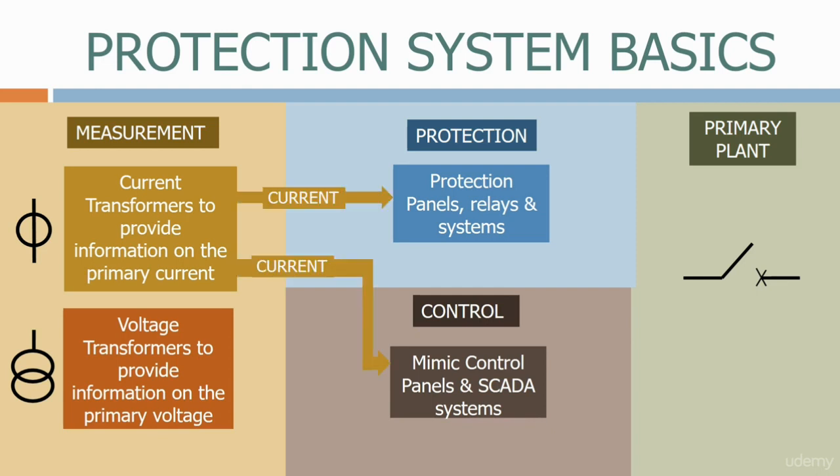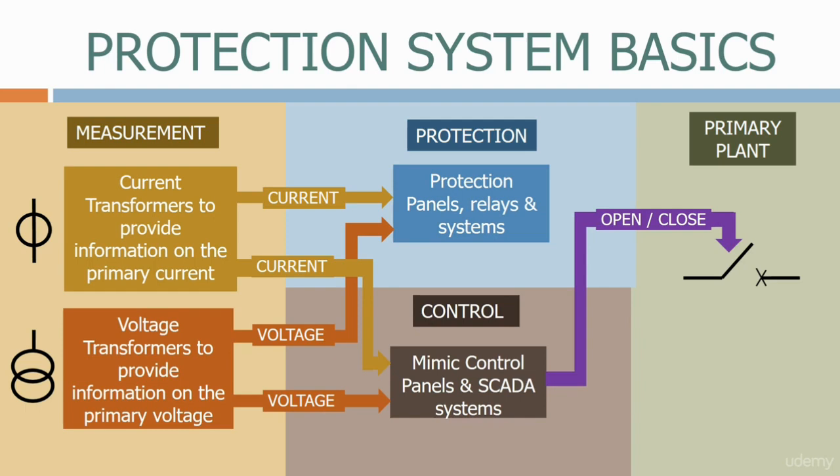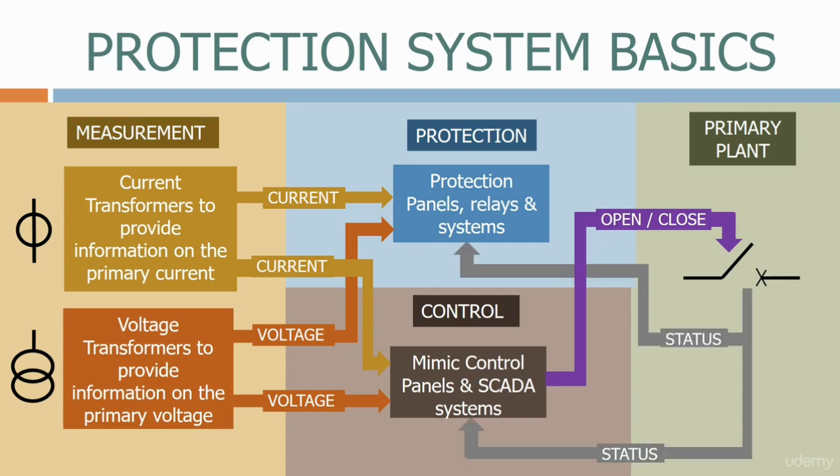The current transformers feed current information into the protection systems and the control systems. And likewise the voltage transformers provide voltage information to these two systems as well. The control systems send signals to open and close the primary plant. And we then get status signals back from the primary plant to the protection and control equipment. Finally, when something goes wrong, the protection systems send trip signals to open the circuit breakers in an emergency.